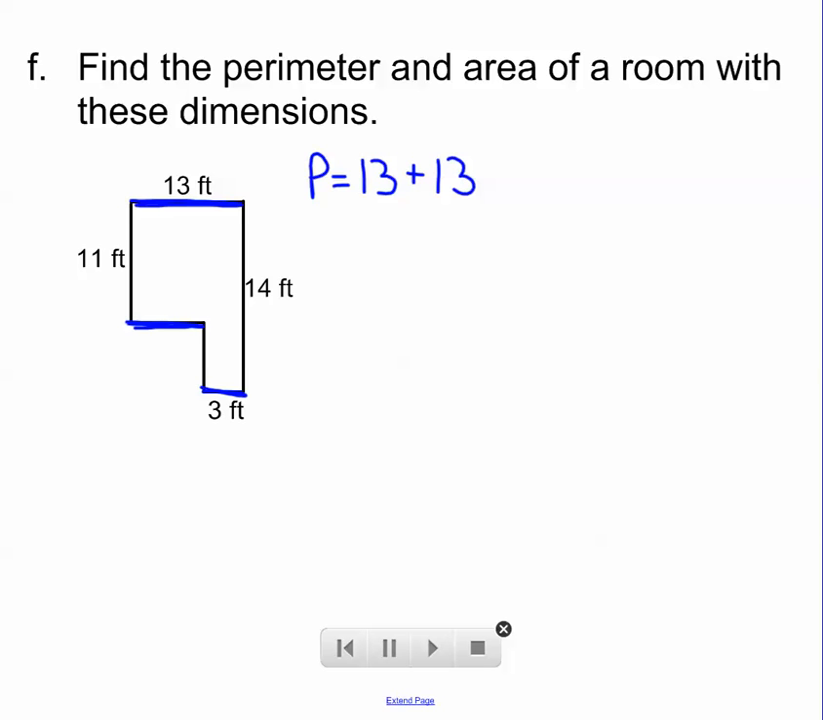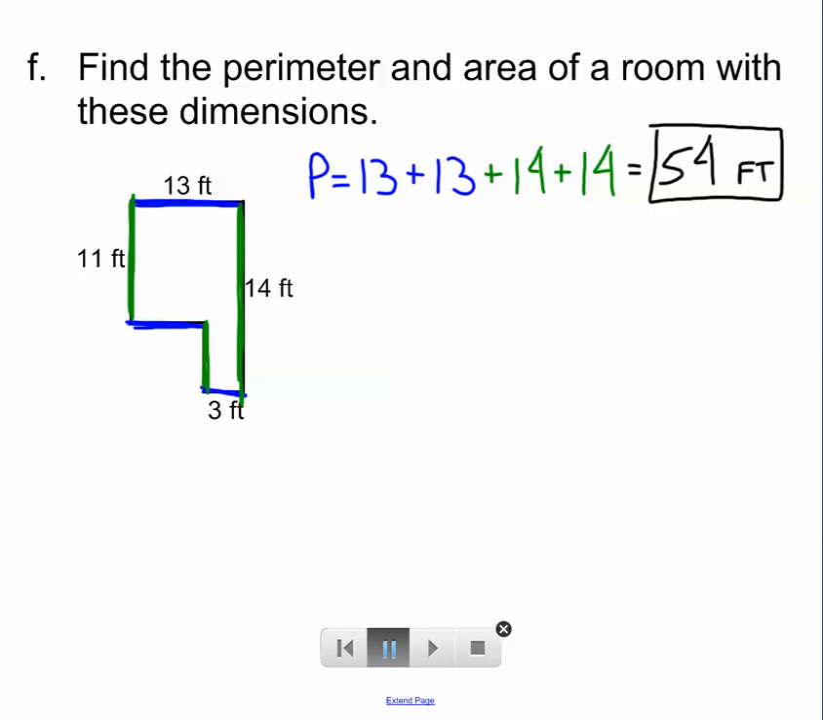And then likewise, I have this 14-foot line right here, which is going to be equal to the sum of these 2 green lines, another 14. I've got everything accounted for here. My total perimeter is 13 plus 13 plus 14 plus 14, which is 54 feet. Okay, so you really don't need to know that this is 10.